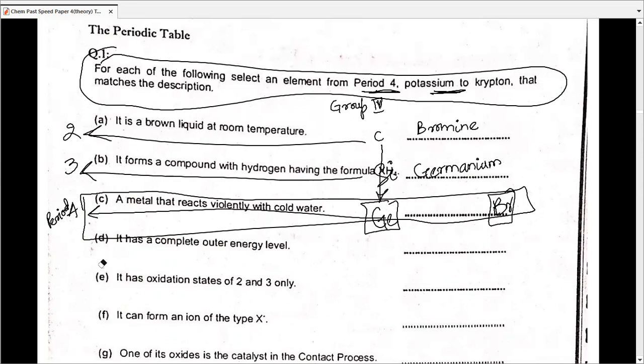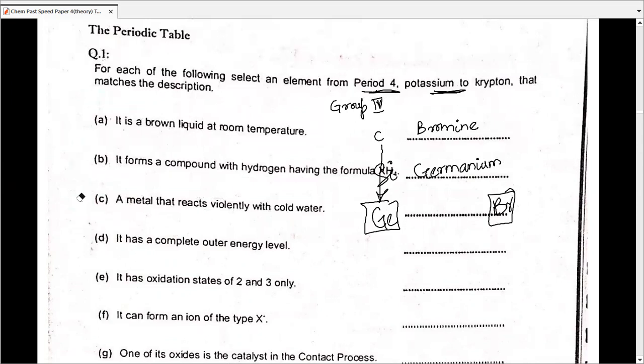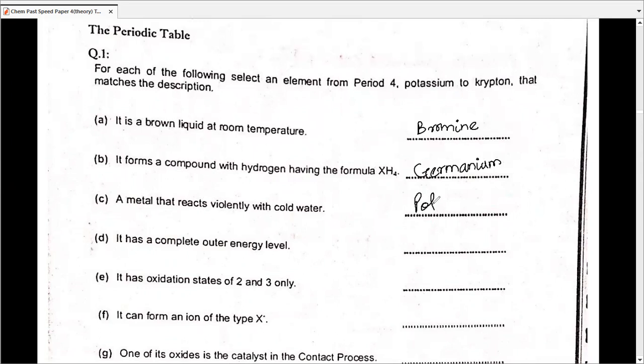A metal that violently reacts with cold water, and that has to be from period 4. Potassium. Potassium, good. All right, moving on. It has a complete outer energy level. Krypton. Krypton, good.